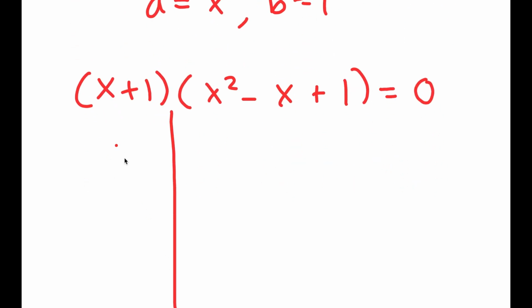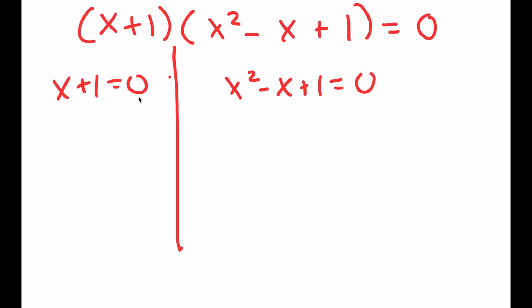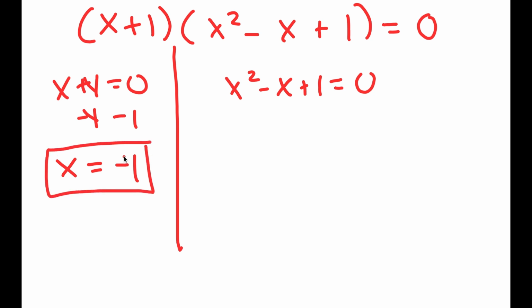And this gives me two equations. I get x plus 1 equals 0, and x squared minus x plus 1 equals 0. So for x plus 1 equals 0, all I have to do is subtract 1 on both sides, and I get x is equal to negative 1. So this is one solution.